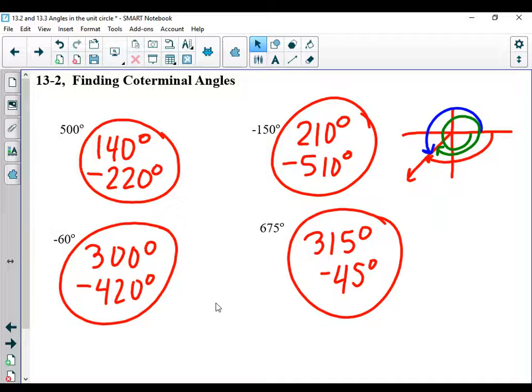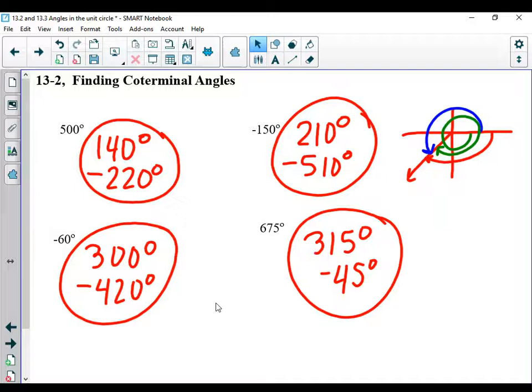They all start and stop at the same spot. So there's technically infinite coterminal angles for everything. You can keep going on forever, because you can keep adding 360 and subtracting 360.